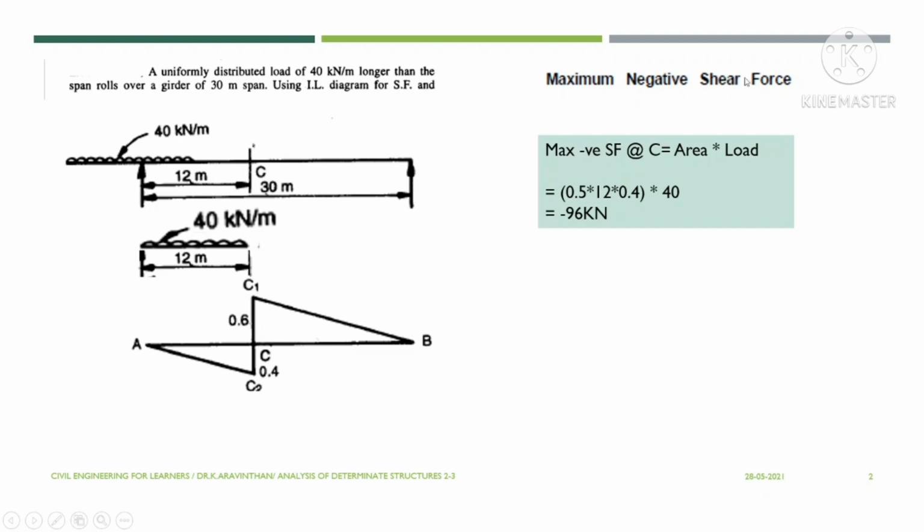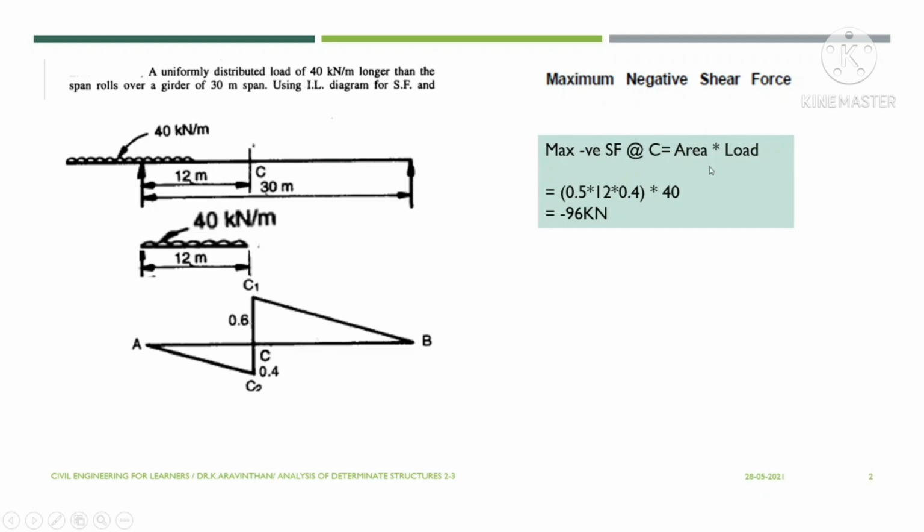If you want to find the negative shear force, we have to keep the UDL on the left hand part of the influence line diagram. This is the left hand side of point C. So let us keep the UDL on the left hand side and find the maximum negative shear. If you need positive shear force, you have to place the uniformly distributed load on the right hand side of the required point.